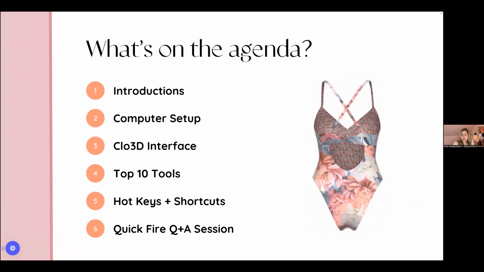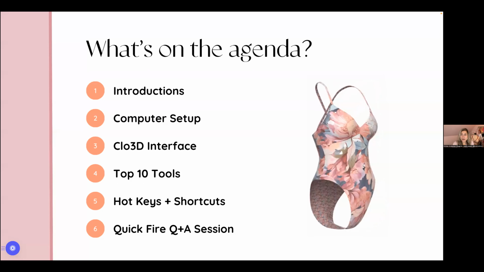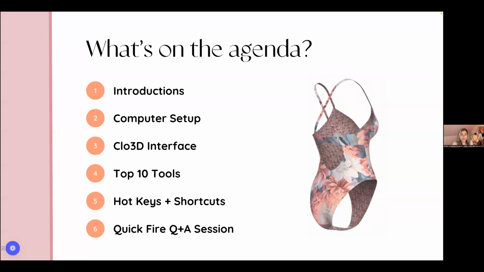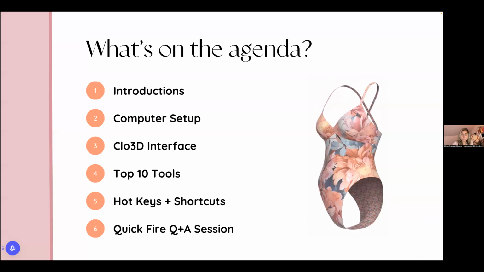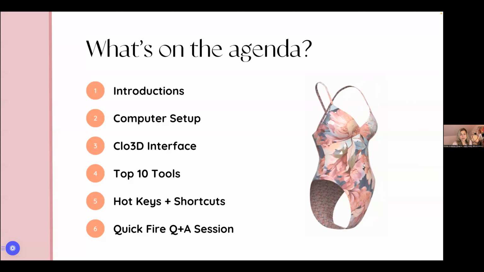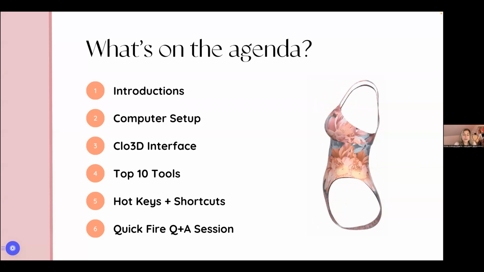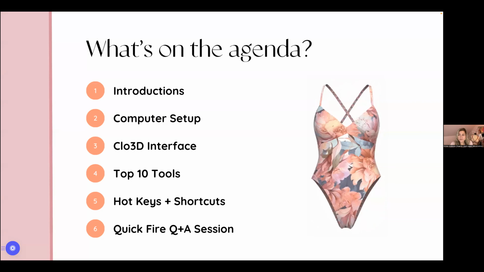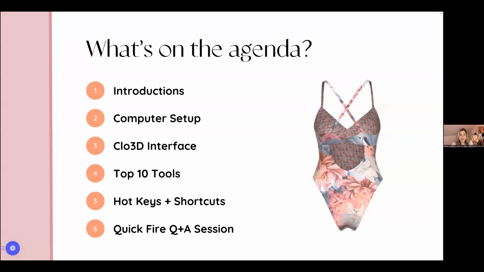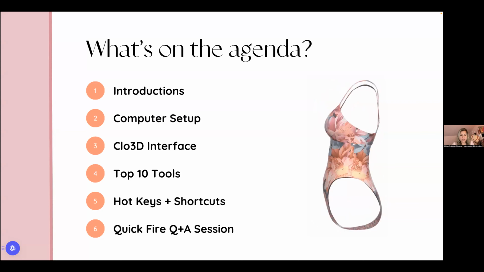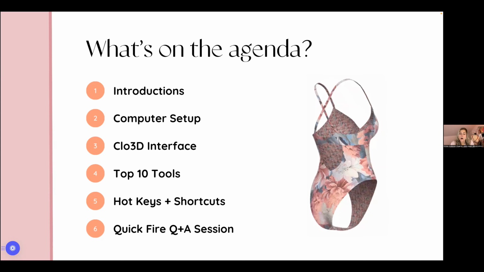Then we're going to walk through our top 10 tools. We'll wrap up with hotkeys and shortcuts so you can go fast, because it's one thing to learn Clo, but another to maneuver between the different tools quickly, and I think learning the hotkeys and shortcuts is really critical for that. The end of the conversation is going to be a Q&A section. Please feel free to add your questions into the chat. Riley is going to organize them so we can answer them once we get to the end. Try to keep them on topic for the interface if you can.